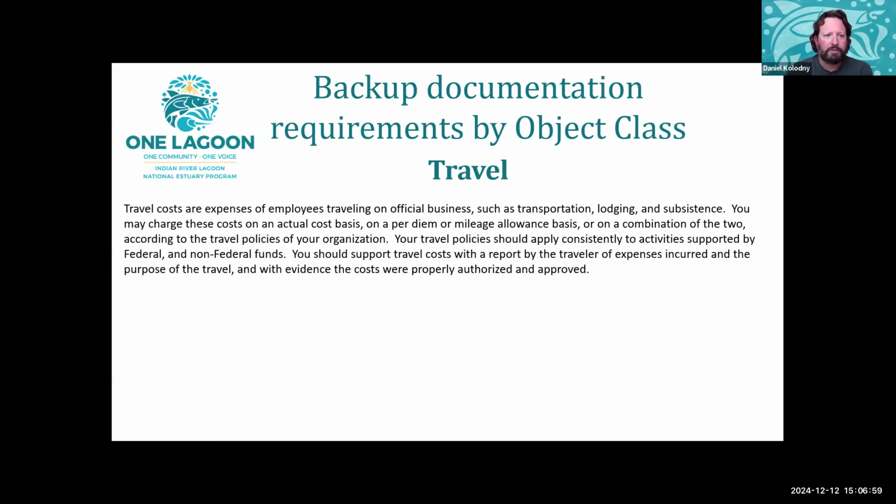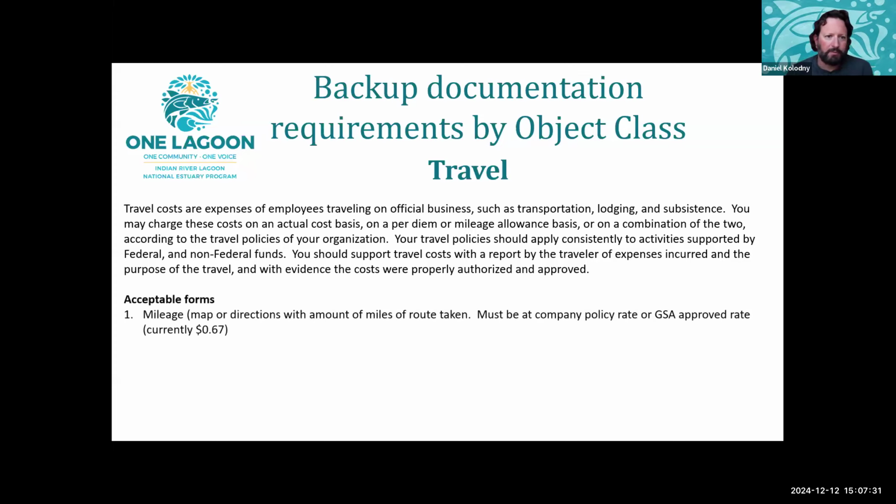When we go to travel, those are expenses on official business, such as transportation, lodging, and per diem. You may charge them on an actual cost or per diem or mileage allowance basis, or a combination of the two, according to the policies of your organization. They should be consistent and supported by either federal and non-federal sources. And there must be approved and authorized cost evidence.